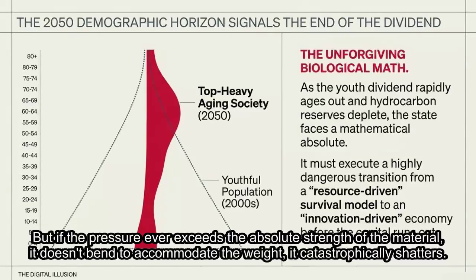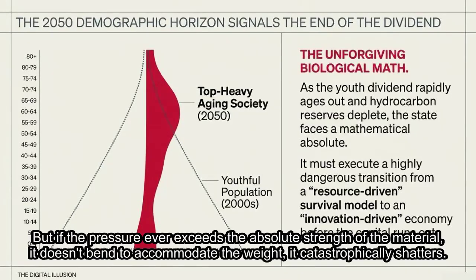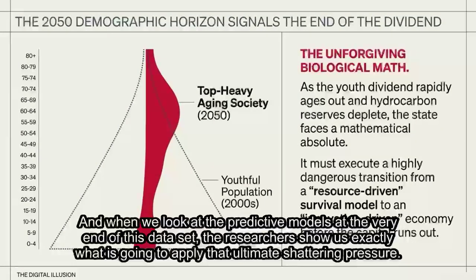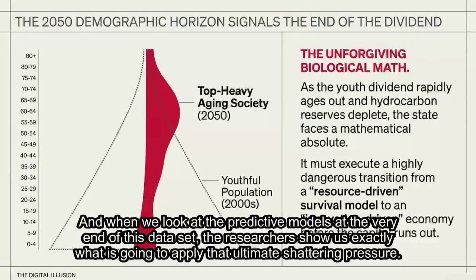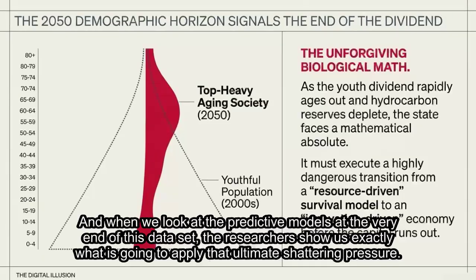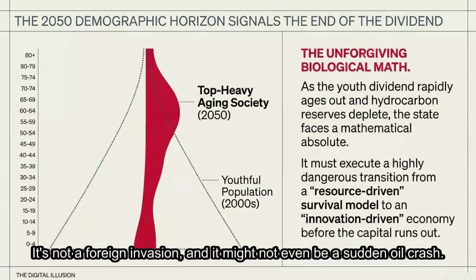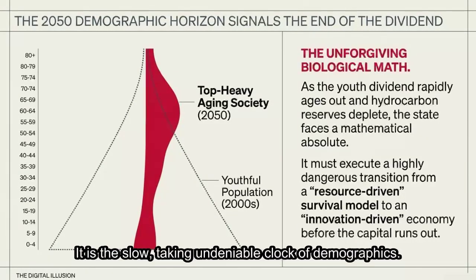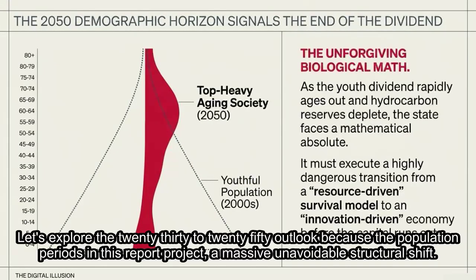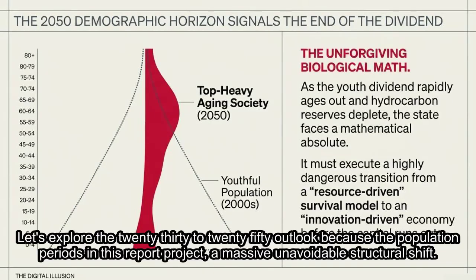And as any structural engineer will tell you, a structure that is perfectly rigid is also perfectly brittle. Right. It might withstand incredible force for a long time, but if the pressure ever exceeds the absolute strength of the material, it doesn't bend to accommodate the weight. It catastrophically shatters. And when we look at the predictive models at the very end of this dataset, the researchers show us exactly what is going to apply that ultimate shattering pressure. It's not a foreign invasion, and it might not even be a sudden oil crash. Sure. It is the slow, ticking, undeniable clock of demographics.